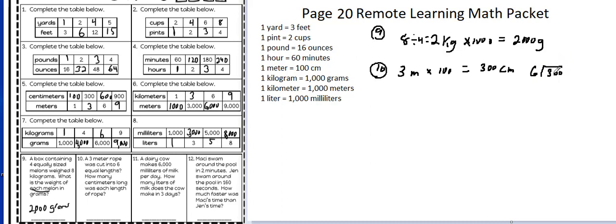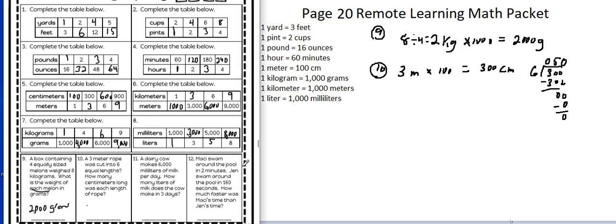Okay. So how many times does 6 go into 3? 0. How many times does 6 go into 30? 5. 5 times 6 is 30. I subtract, I get 0. 0 is less than 6. I bring down my other 0. How many times does 6 go into 0? 0. 0 times 6 is 0. So each length of rope would be 50 centimeters.